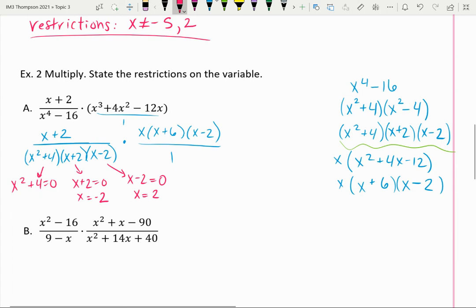So when I subtract 4 from both sides, I get x squared is equal to negative 4. And when I take the square root of both sides, I get an imaginary number. That's not going to cause a restriction in the real number system. So it doesn't count. It's kind of an odd thing. So we're not going to mind that one. My restrictions then are going to happen at negative 2 and 2.